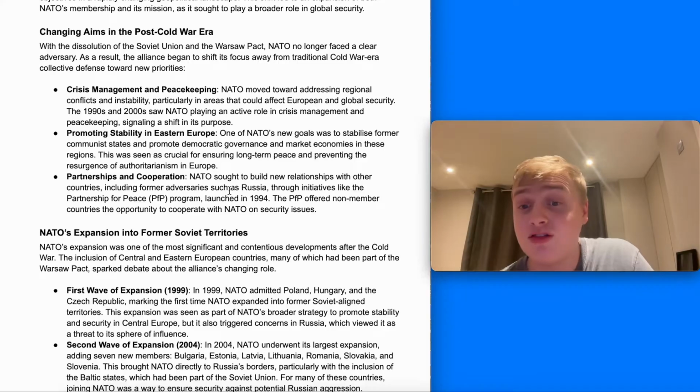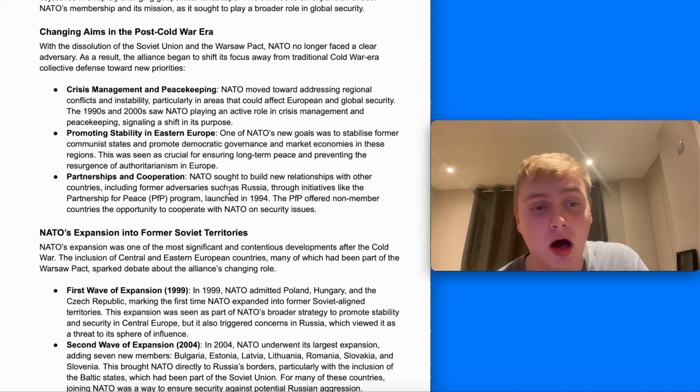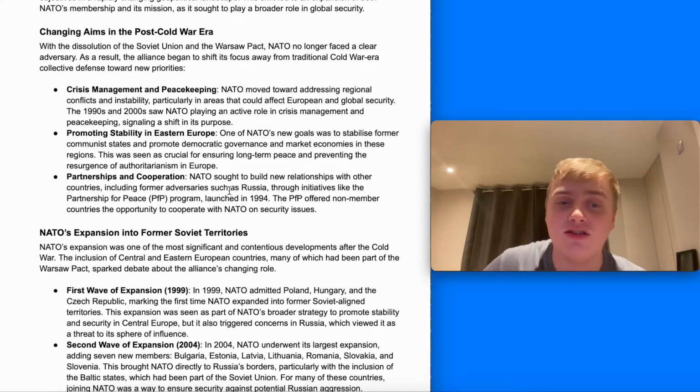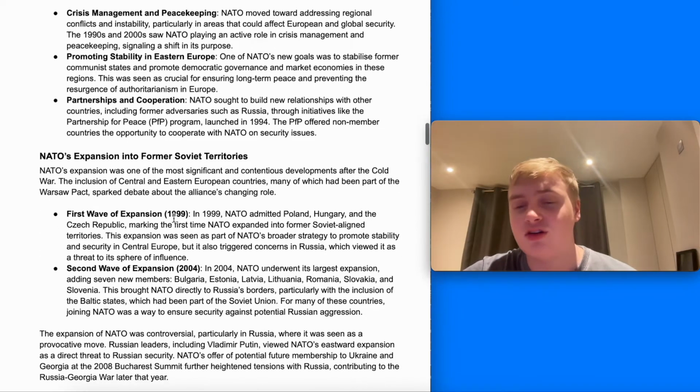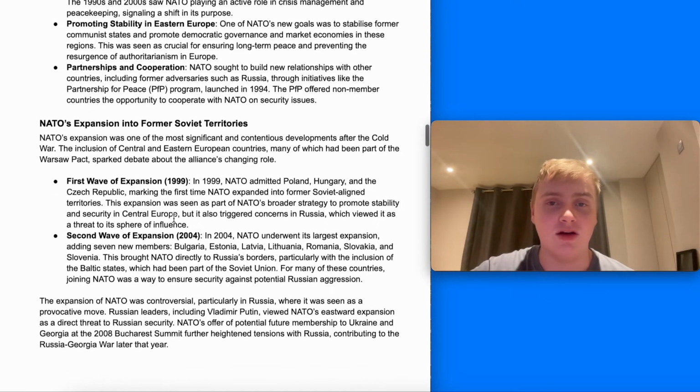It also sought to promote stability in Eastern Europe. So it sought to stabilize former communist states and promote democratic governance and market economies in this region, and this was really seen as crucial for ensuring long-term peace. And it sought to build new partnerships and relationships with other countries, including Russia, actually, through initiatives like the Partnership for Peace program launched in 1994, which offered non-member countries the opportunity to cooperate with NATO on security issues. They really sought to grow its influence in global security.